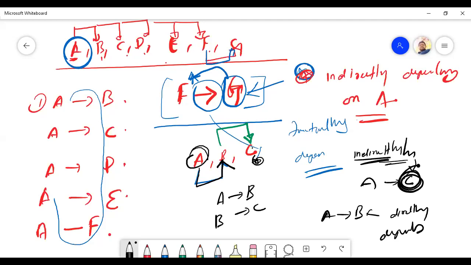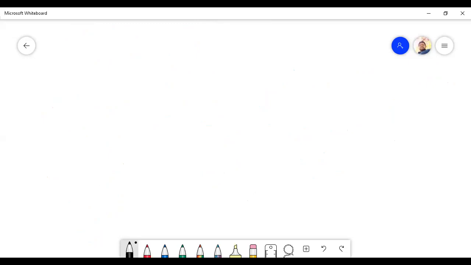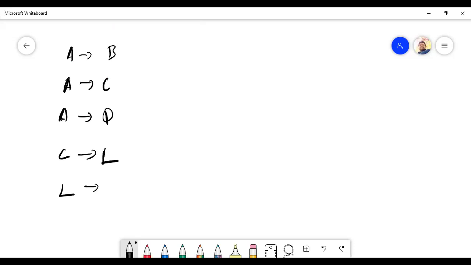So these two, direct dependency and indirect dependency, you have to understand, right? I'm going to write another example. A B, A C, A D, C L, L X.